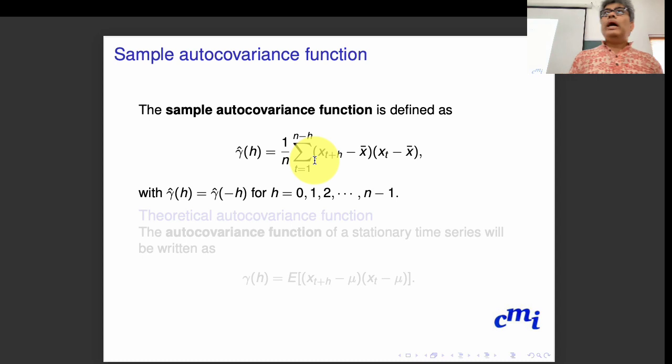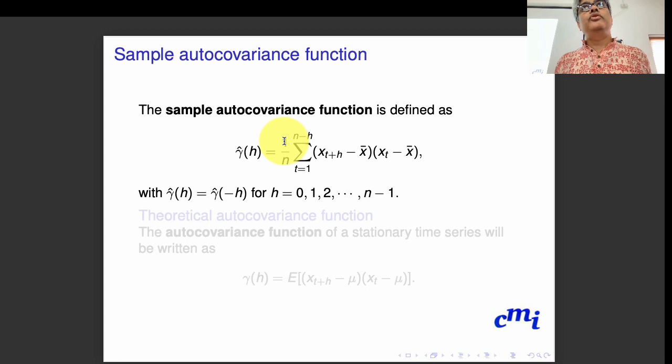So all you do is take xt plus h minus x bar times xt minus x bar, sum them up from t equal to 1 to n minus h, and divide that by n. So it is the simple covariance function formula you apply. Same reason, you are hoping that your autocovariance function is only a function of lag and not a function of time.